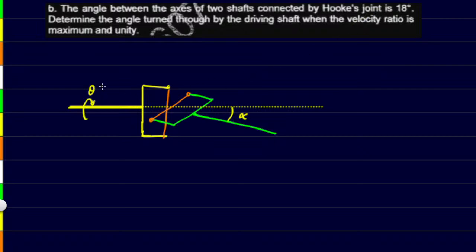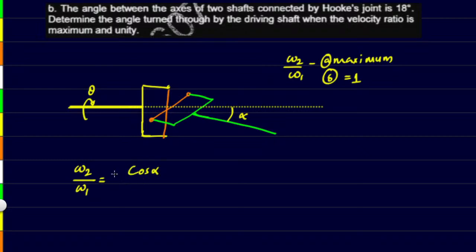We are asked to find the angle theta for two conditions. The first condition is when the velocity ratio is maximum. The velocity ratio is omega 2 by omega 1. This is for the A bit, and for the B bit, when it is equal to unity, that is 1. Now we know the formula for omega 2 by omega 1. It is given by the relation cos alpha divided by 1 minus sine square alpha cos square theta.